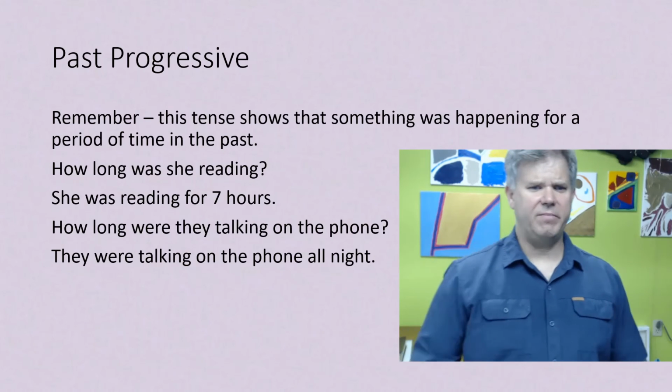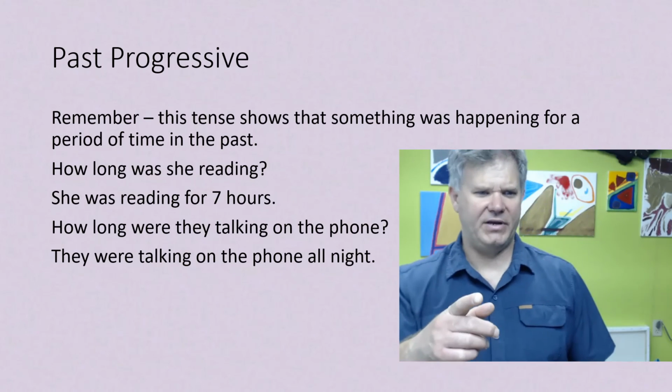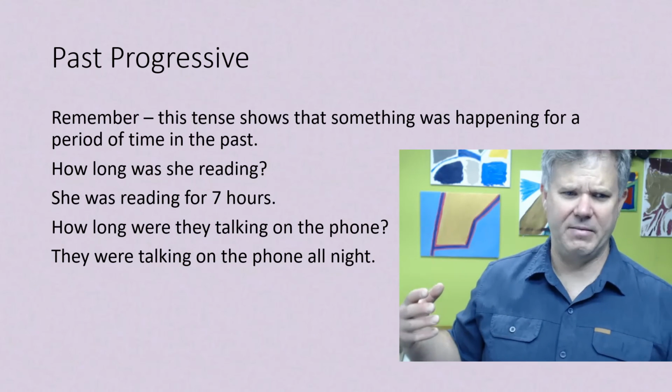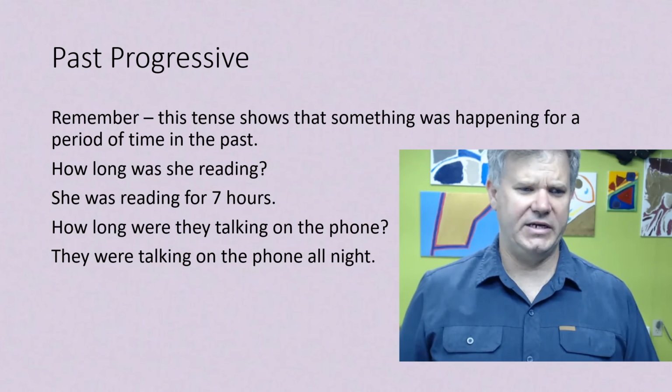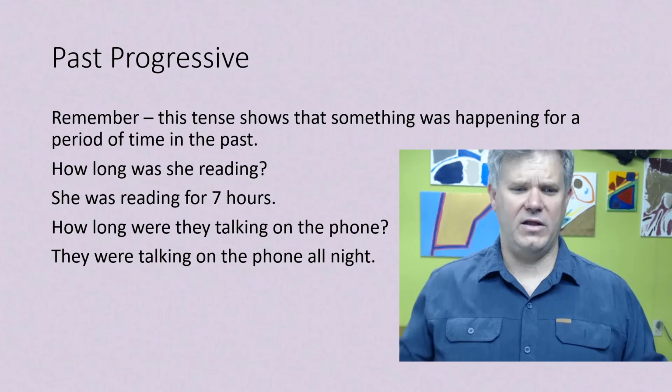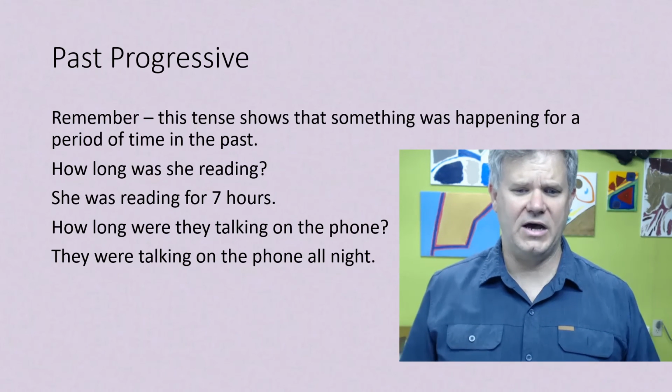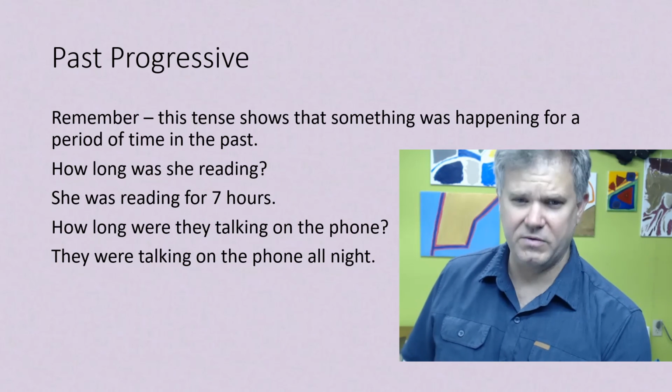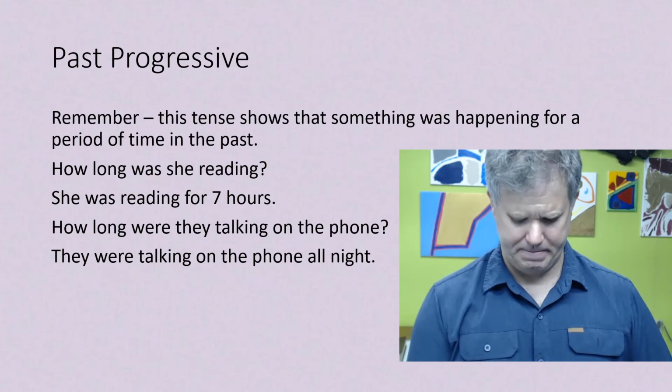Past progressive. Remember, this tense shows that something was happening for a period of time in the past. How long was she reading? She was reading for 7 hours. How long were they talking on the phone? They were talking on the phone all night.